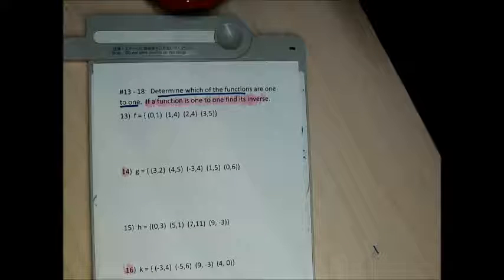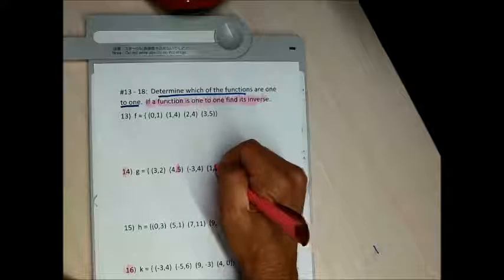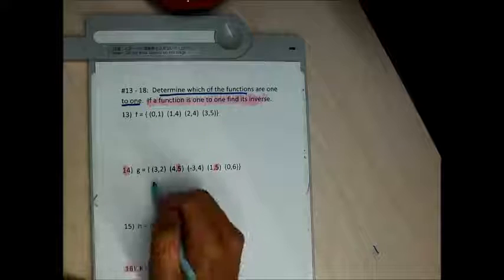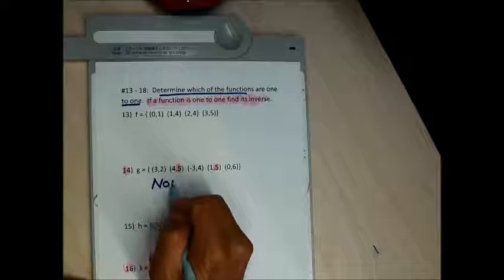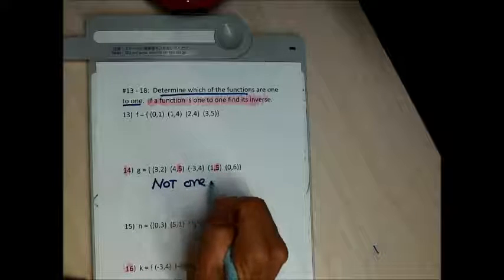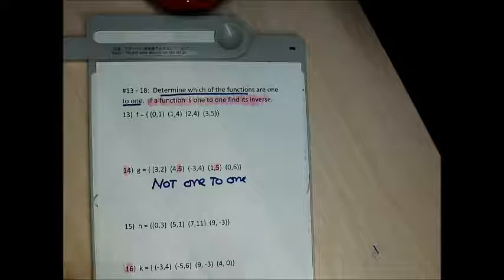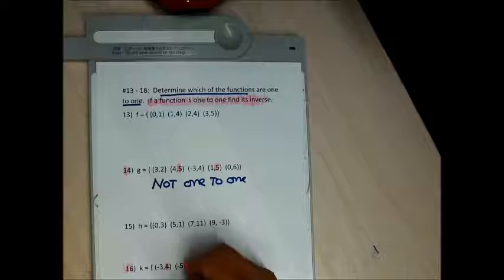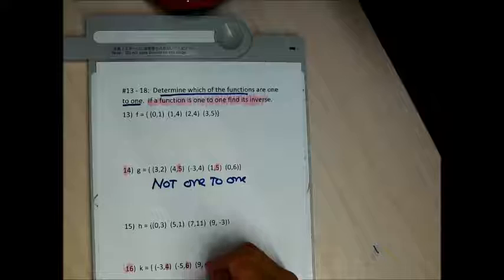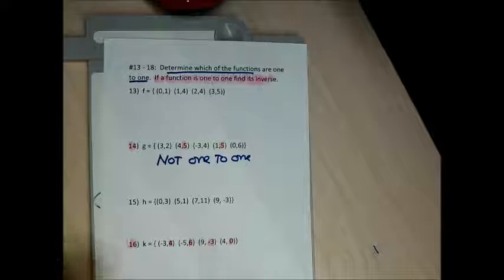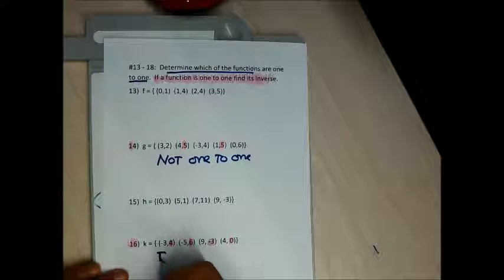So for each one of these problems, the first thing I need to do is determine whether it's 1-to-1 or not. Problem 14 is not 1-to-1 because it has 2 points that have the same y. Problem 16 is 1-to-1 because the 4 points have y's of 4, 6, -3, and 0, and all the y's are different. So where 14 is not 1-to-1, 16 is 1-to-1.